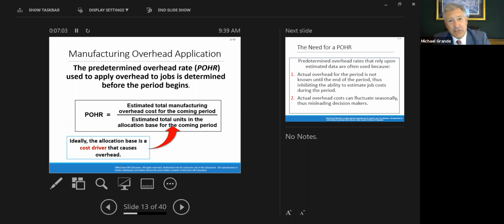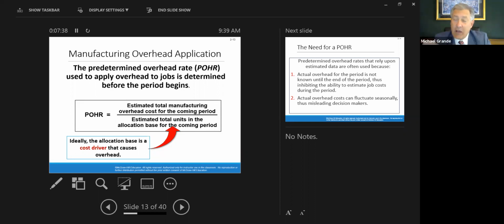They take a look at all of it, they look at historical information, and they adjust it for what they know might change. Again, let's remember what goes into manufacturing overhead. Indirect materials, indirect labor, and other factory costs. And during chapter 1, we had some examples of what they were. So here's our formula to come up with the predetermined overhead rate. The numerator is total estimated manufacturing overhead costs for the coming period divided by the total estimated units in the allocation base for the coming period.